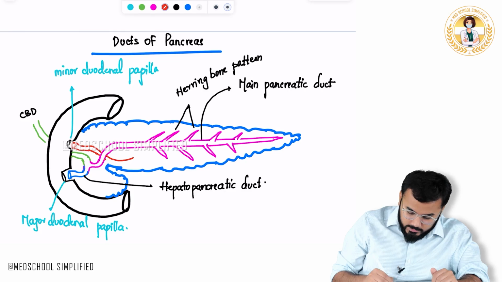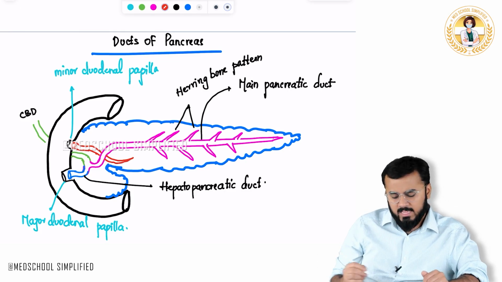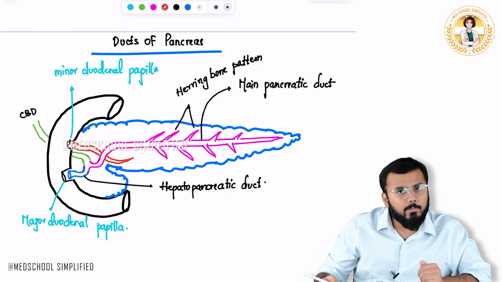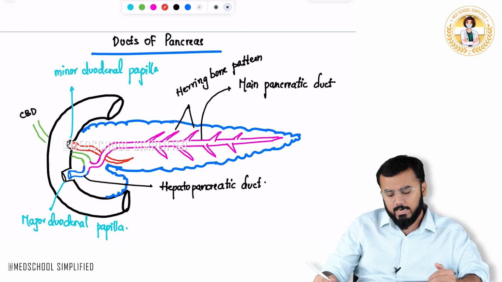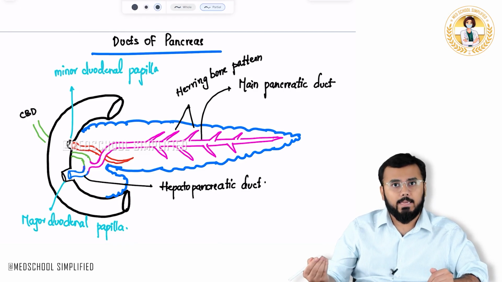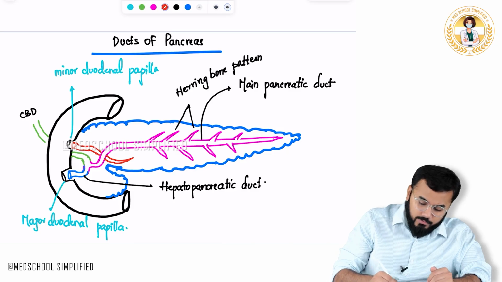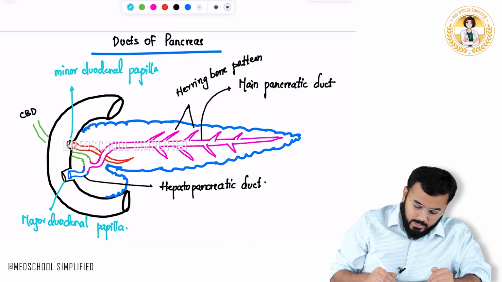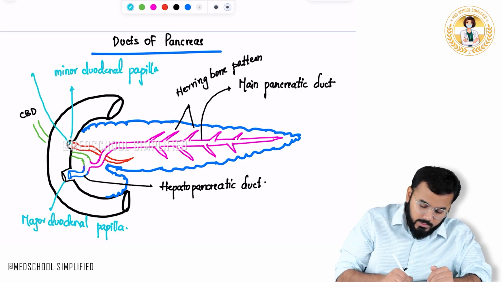This is a duct like this. This duct is separately opening into the minor duodenal papilla. So this duct is called the accessory pancreatic duct. What is the name of this duct over here? The name of this duct is accessory pancreatic duct.